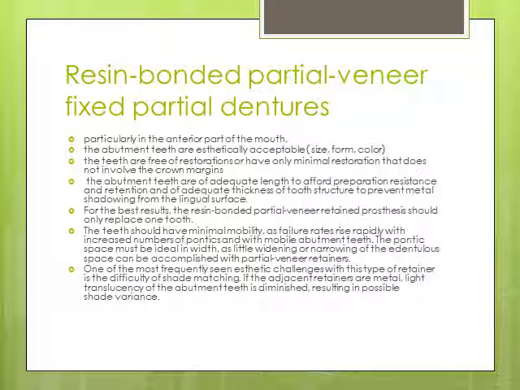It is very important to know that the abutment teeth should be of acceptable size and form, because if we have an absence or loss of a central and we want to restore it, the lateral and the other central should be of acceptable size, form, and color, and free of restorations. Okay, the abutment should be of adequate length for good resistance and retention. The adequate thickness also.